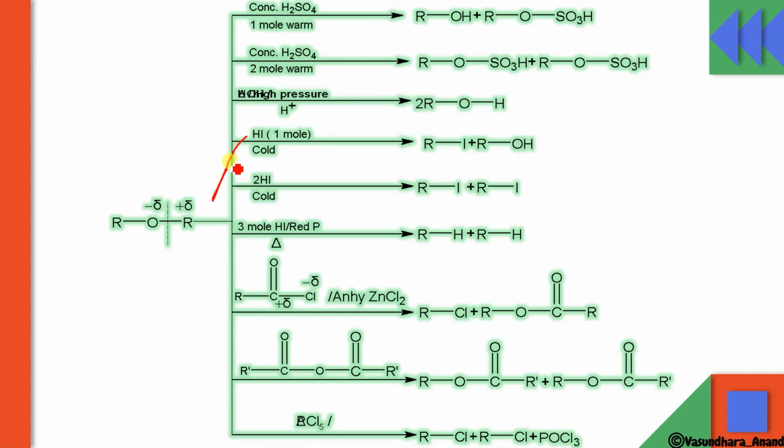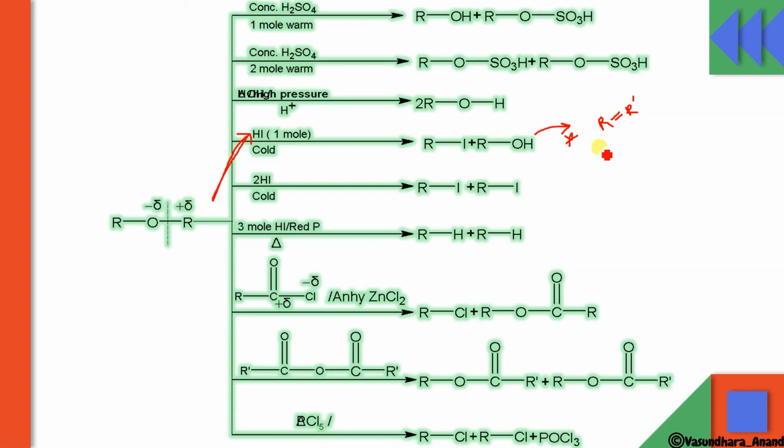If ether reacts with HI in cold condition, it will give you alkyl halide and alcohol. So here are a few tips. If R and R dash are not symmetrical, then the halogen goes with the lower alkyl group. Got it? Halogen goes with the lower alkyl group.